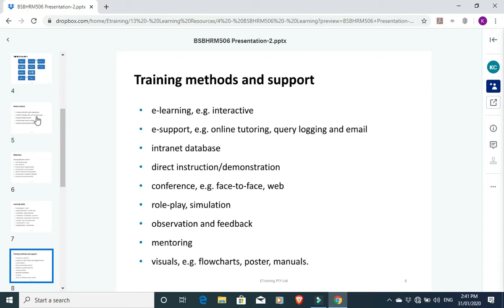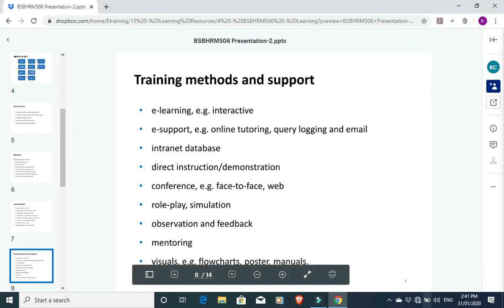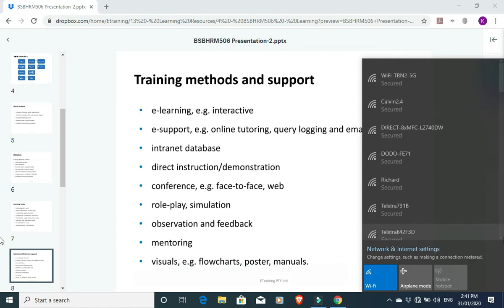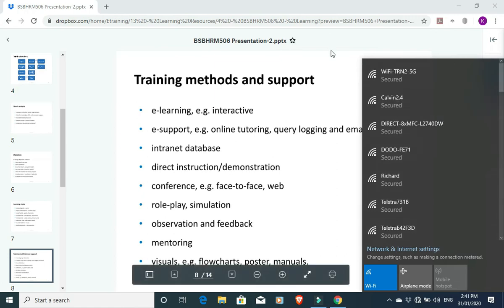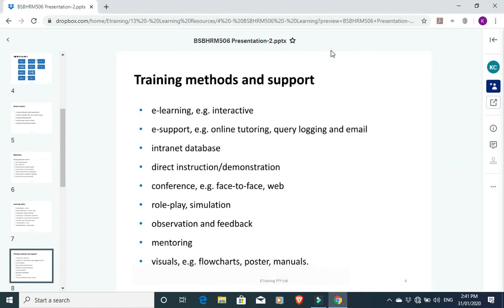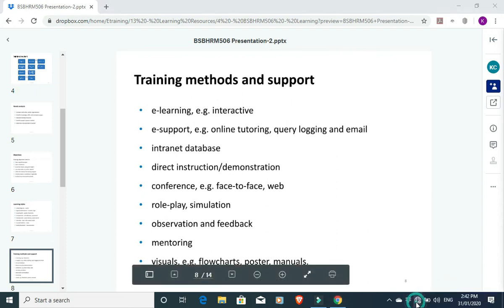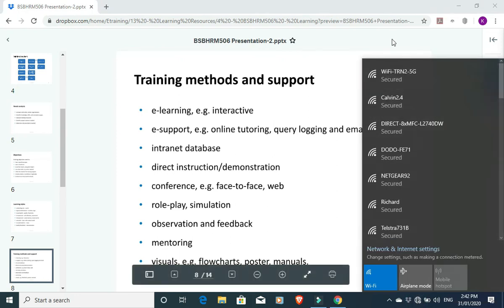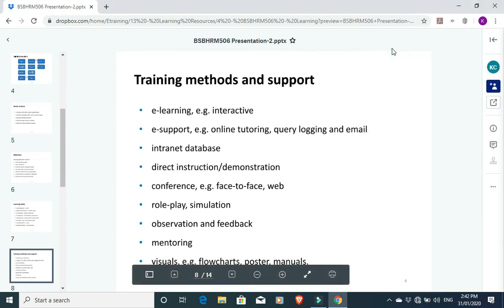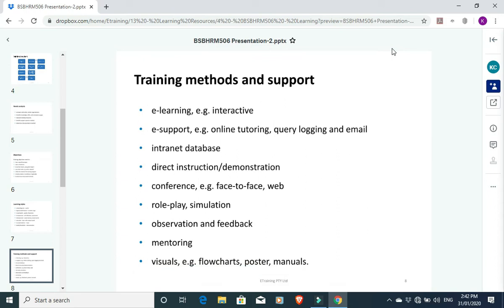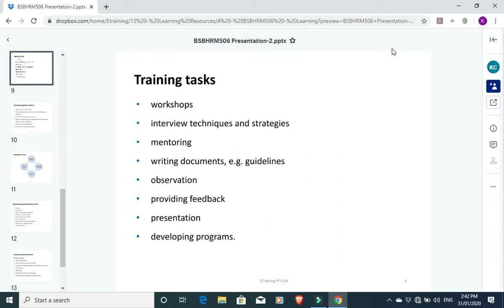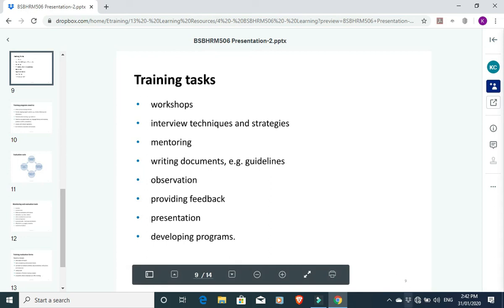So what methods do you use? There's e-learning, which is interactive. There's a support base that you can use. There's intranet base. That means most companies will have most of that information on their local database, and there could be instructions. People also learn through video conferencing and face-to-face, through role plays, observation, feedback, visuals and charts, and all those various methods. These days, like we're speaking through webinars, people are learning through webinars as well.